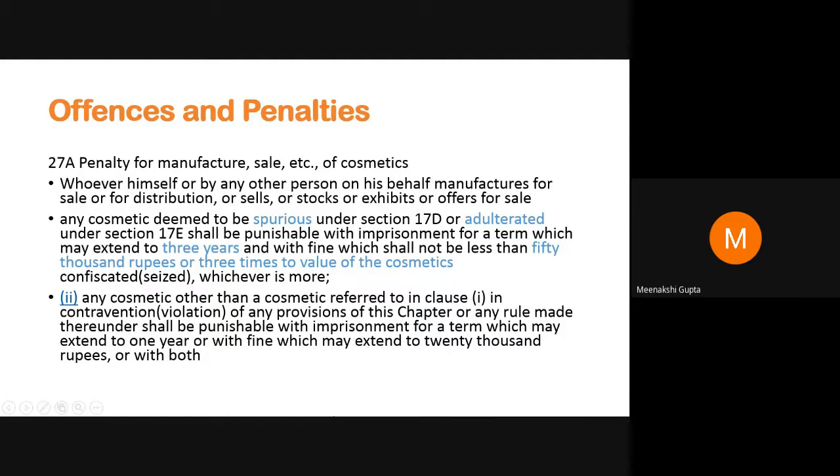Okay, so that means even if the manufacturer or the importer, whoever, is just violating the laws mentioned under the Drug and Cosmetic Act, then this is an offense and they have to pay a penalty for that. Okay.